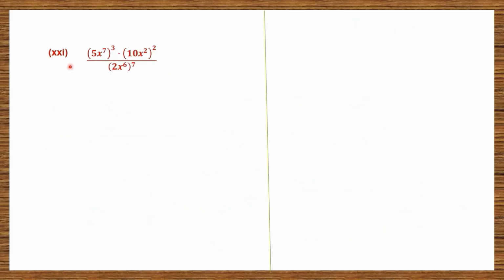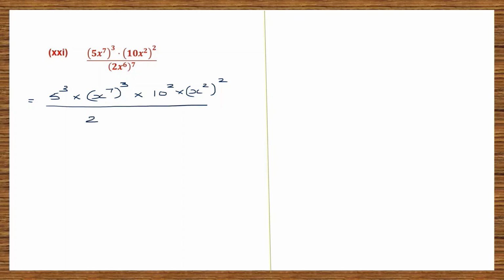Question 21. Each one is raised to the power of 3 here. So let's begin by writing 5 raised to the power of 3 into x raised to the power of 7 raised to the power of 3 into 10 raised to the power of 2 into x, which is already raised to the power of 2, is now raised to the power of 2 again. And this whole thing is now divided by 2, which is raised to the power of 7 into x to the power of 6 into 7.